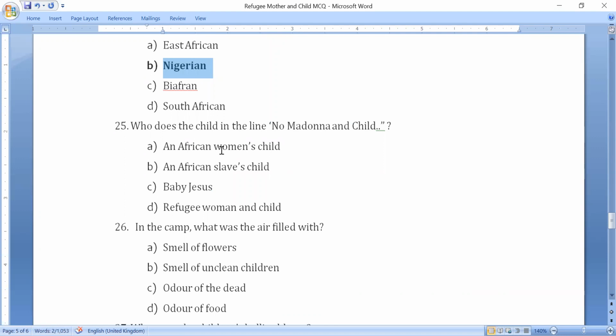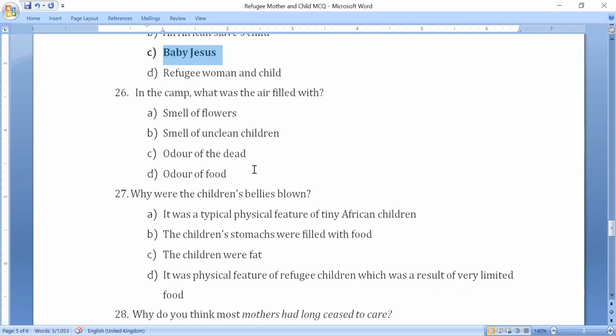Who does the child in the line refer to? No Madonna and child. An African woman's child, an African slave's child, baby Jesus, or refugee woman and child. It's baby Jesus. In the camp, what was the air filled with? Smell of flowers, smell of unclean children, odor of the dead, or odor of the food. It is the smell of unclean children.